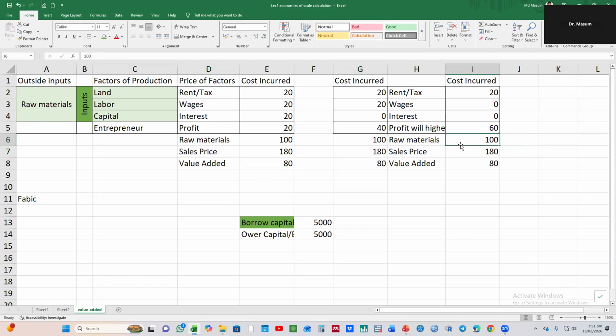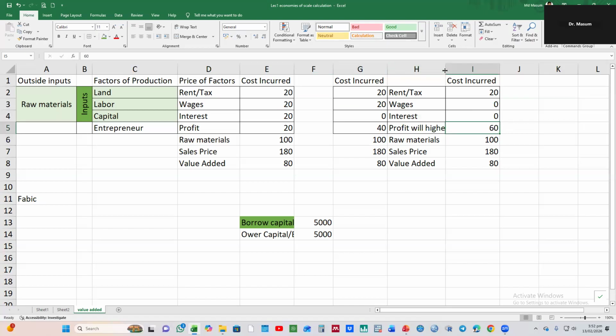Fabric, you bought fabric for 100. But here, two zeros are there. No outside capital, borrowed capital, no additional labor. Only the owner is the labor. So in that case, what is happening? The entrepreneur is demanding more profit. It was 40, in the previous 20, interest and wages now adding, and it is becoming 60.